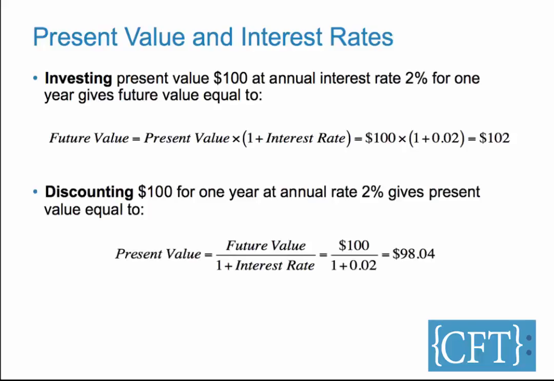If, on the other hand, we discount $100 for 1 year at an annual rate of 2%, that will give a present value of $98.04. If you like, you can think of this as being equivalent to saying that if we were to invest $98.04 today for 1 year at 2% per year, we would end up with a future value of $100.